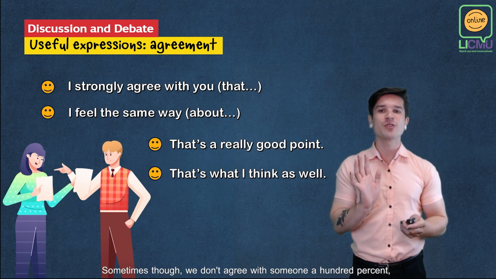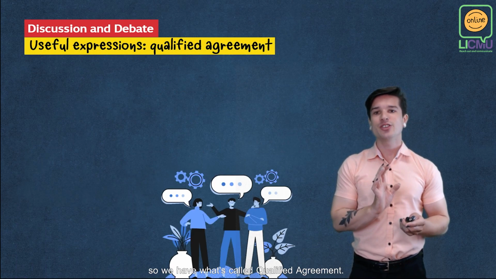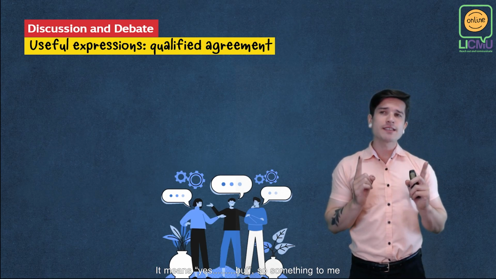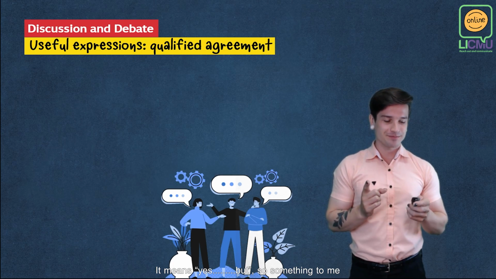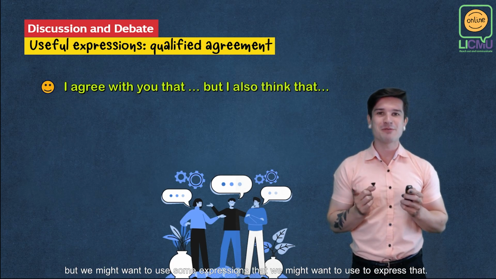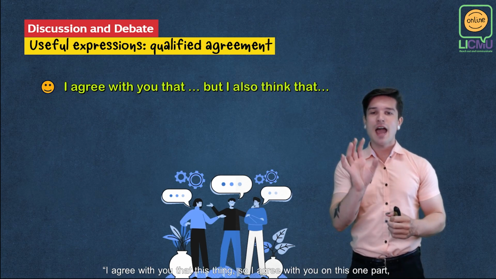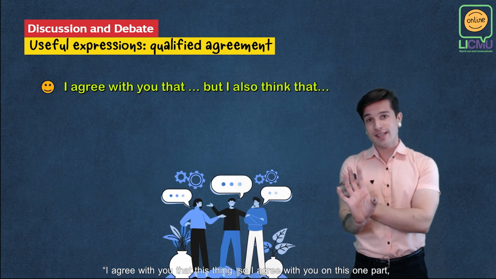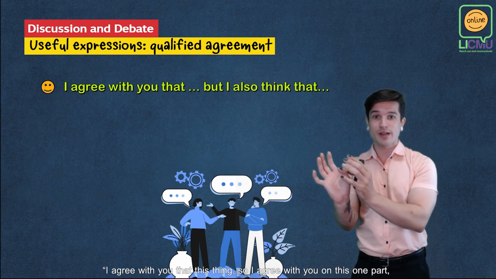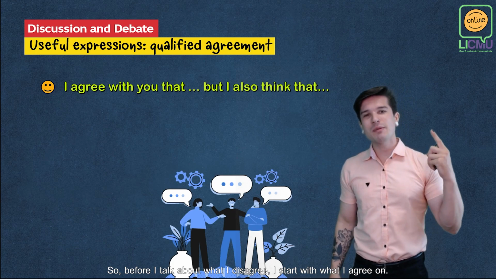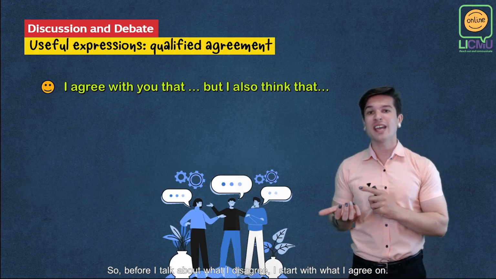Sometimes, though, we don't agree with someone 100%. So we have what's called qualified agreement. It means, yes, but... So some expressions that we might want to use to express that: I agree with you that this thing, so I agree with you on this one part, but I also think that. So before I talk about what I disagree with, I start with what I agree on.